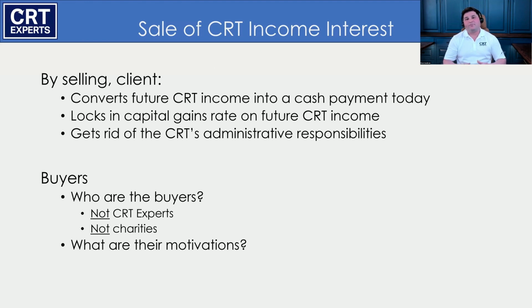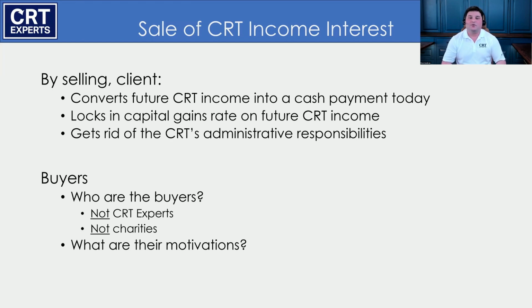So from the seller's standpoint, I'm selling that future income stream for a lump sum of cash today, and I'm also getting rid of the CRT's administrative responsibilities, predominantly that 5227 that I'm filing each year as the trustee. The buyer steps into the seller's shoes as the income beneficiary. The trust itself is not affected.